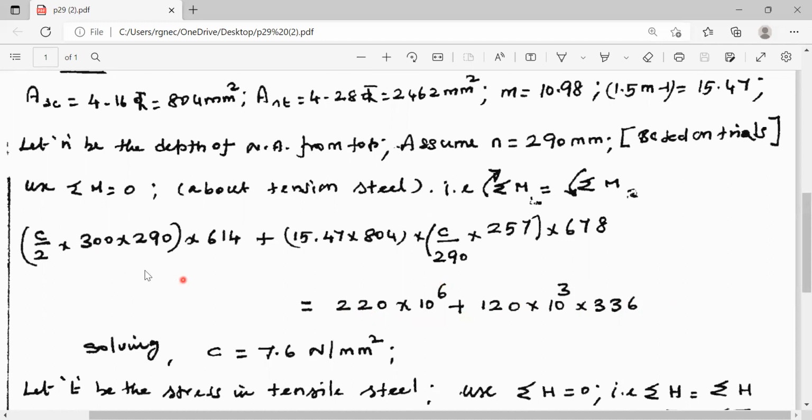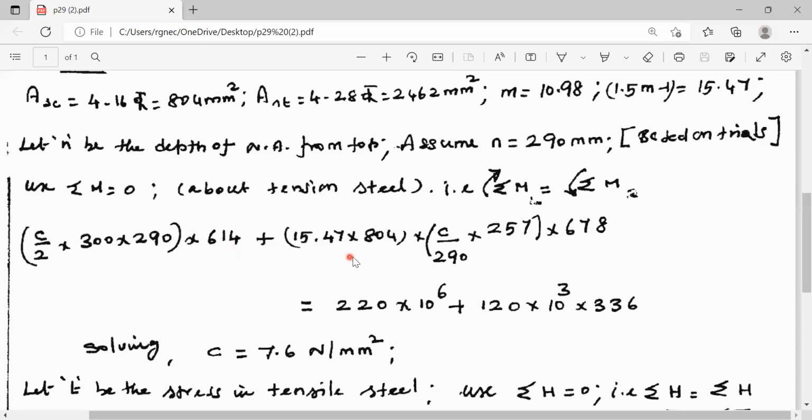Now, this is the moment acting in the anti-clockwise direction offered by the compression developed in the concrete. What is the stress in concrete? Extreme fiber stress is c. It is varying from c to 0 at the neutral axis. Therefore, average stress is c by 2 into the breadth of the section, 300 mm, into the depth of the neutral axis, 290 mm. This is the total force, capital C. Its arm distance is 614 mm with respect to the tension steel.